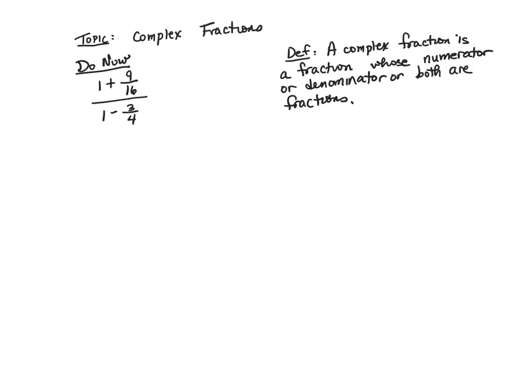Okay, so how would we simplify this? Take a minute and think about how you'd simplify it. All right, well, one thing we could do is get a common denominator here of 16 in the numerator and a common denominator of 4 in the denominator. So this would be 16 plus 9, and the other one would be 4 minus 3. That would give us 25 sixteenths all over 1/4.